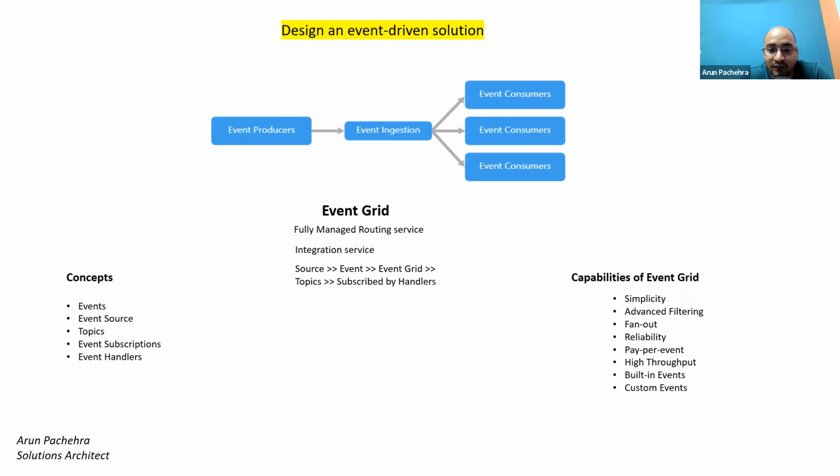Reliability, 24-hour retry with exponential backoff to make sure events are delivered. The pricing tier, pay per event, pay only for the amount you use Event Grid, just like Azure Functions. As the number of times the code runs, you have to pay for that. There are multiple other ways, but right now it's serverless.